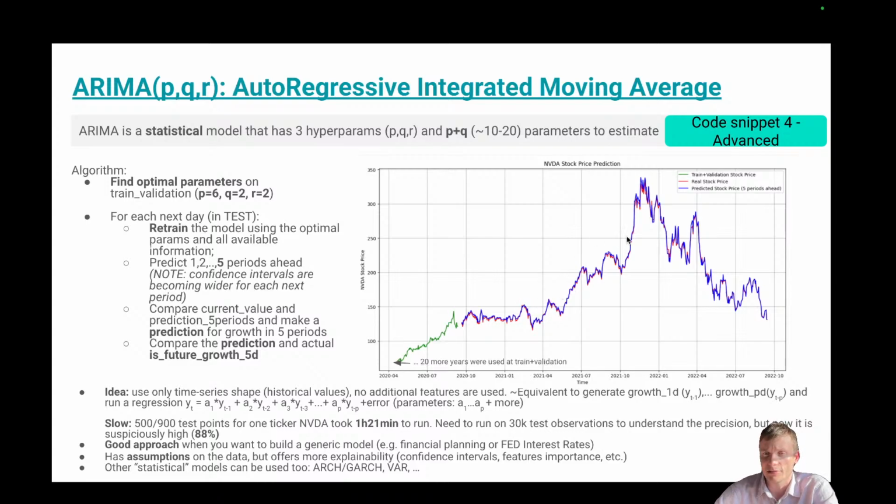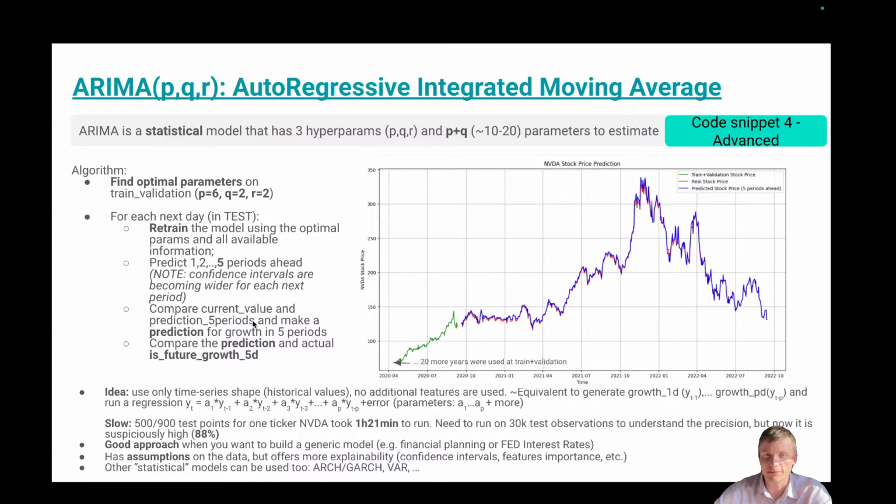And here I have the red real stock and the blue predicted stock, which seems to be very close. But if you think about small fluctuations of growing up or down, like 1, 2, 3, 5%, even these visually close graphs can provide very different accuracy.